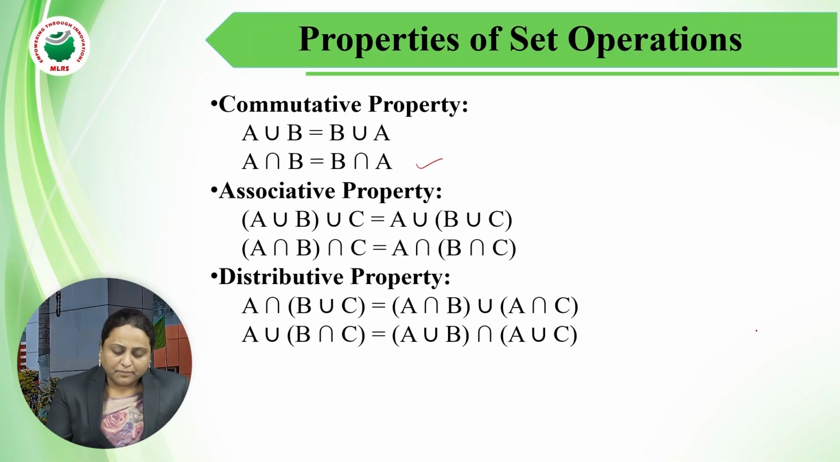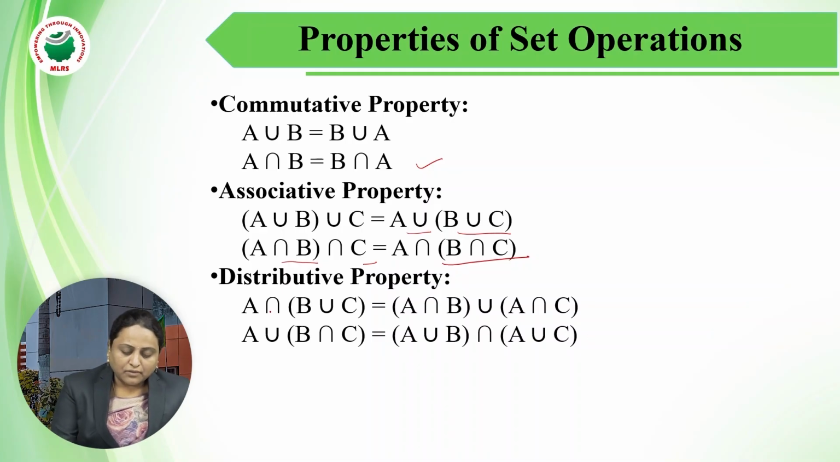And the associative property. Whenever you have three sets A, B, C, the grouping of elements A union B, union C can also be grouped as A union B union C. The same thing can be applied for intersection also. A intersection B, intersection C can be grouped as A intersection B intersection C. This is the associative property. And the next one is the distributive property.